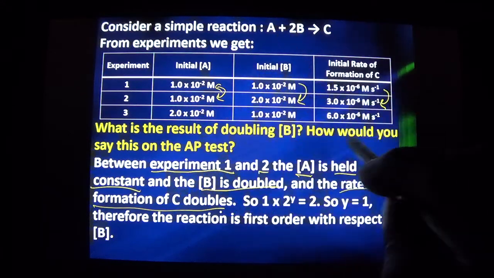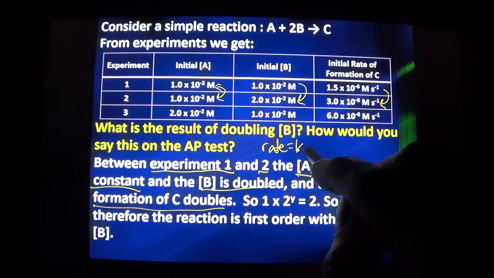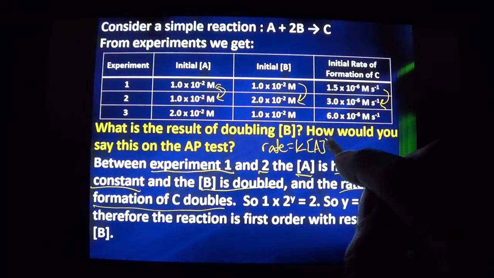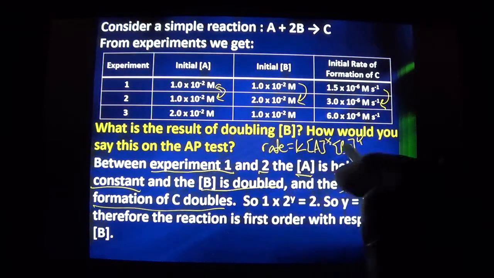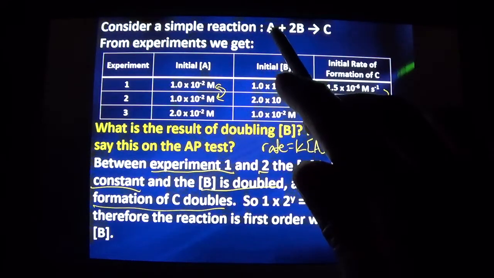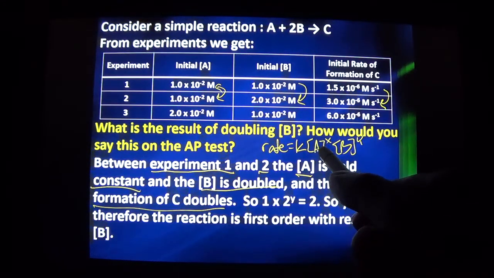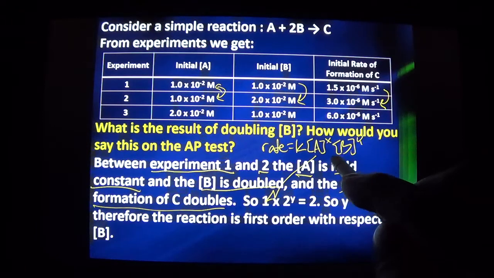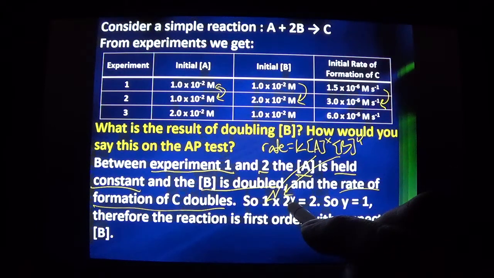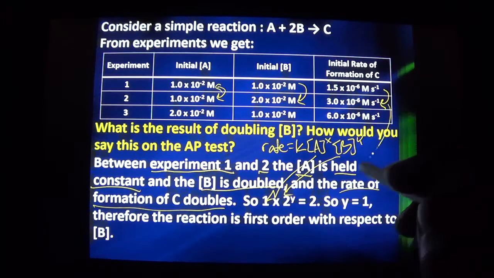So here's our equation, from the former slide: rate equals k, concentration of A to the x, concentration of B to the y. Just a generic rate law coming from our equation having reactants A and B. If A stays the same, what number would represent the same? 1. If B doubles, what number represents doubling? 2. If the rate doubles, what represents doubling? 2.